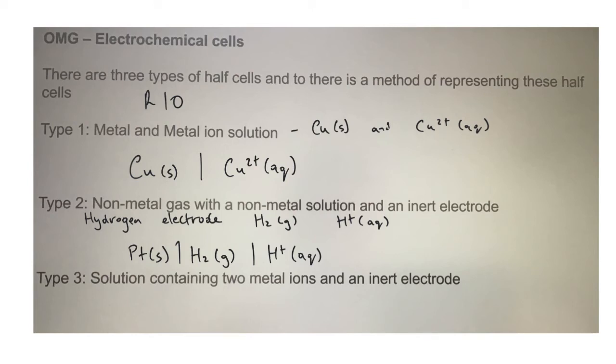My last one is a solution containing 2 metal ions and an inert electrode. So this time, let's have an example. I could be using Fe3+ and Fe2+ ions. Again, I haven't got that metal electrode to carry those electrons, so I'm going to be using an inert platinum electrode. I've now got my reduced form, which is Fe2+. I've got my oxidized form, which is Fe3+. This time, we can see that they are both aqueous. They're both in the same phase, so I'm going to put a comma to separate them.